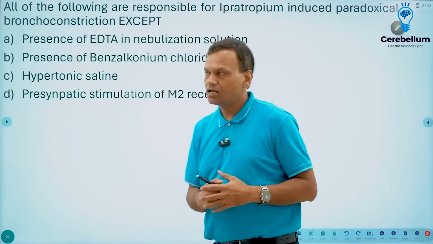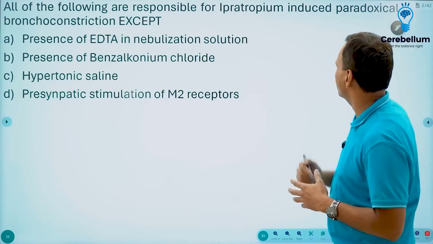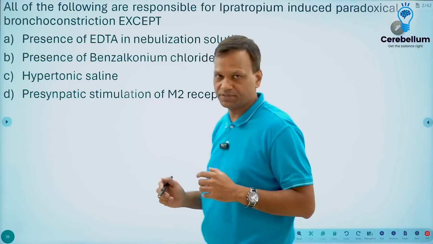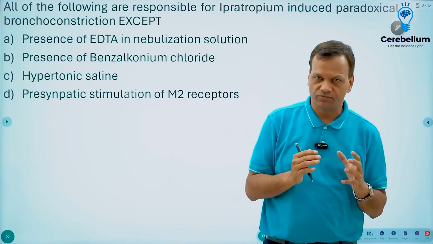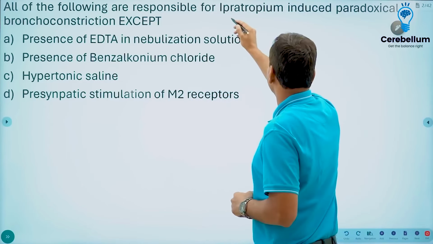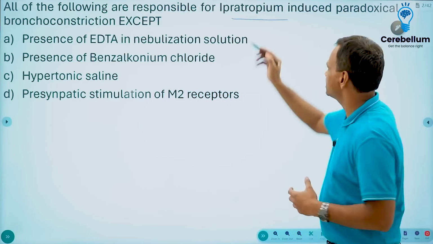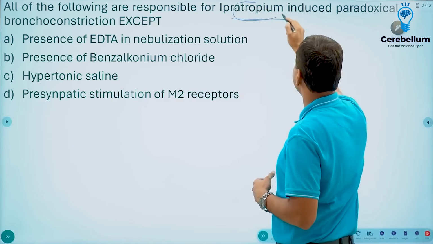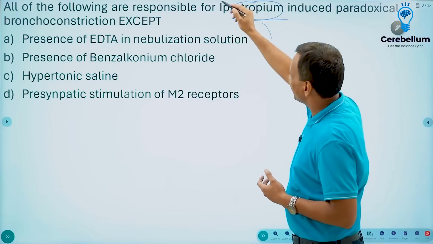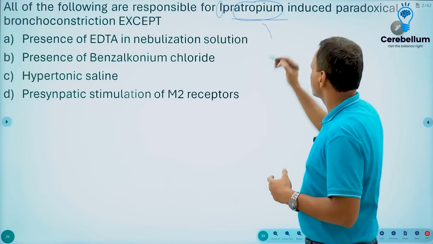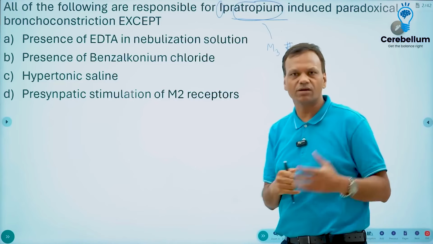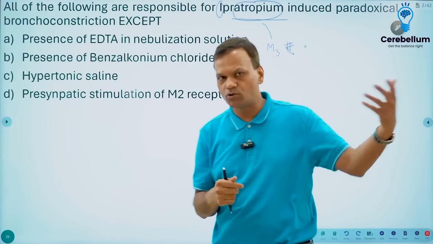So the first question is, all of the following are responsible for Ipratropium-induced paradoxical bronchoconstriction except. Before going into the question, we'd like to understand what this means. Ipratropium, as the name tells, is atropine-like, that means anticholinergic, and it is given by the inhalational route. So ipratropium is primarily an M3 blocker. It is a non-selective muscarinic blocker, mainly blocking M3, but also M2 and others.